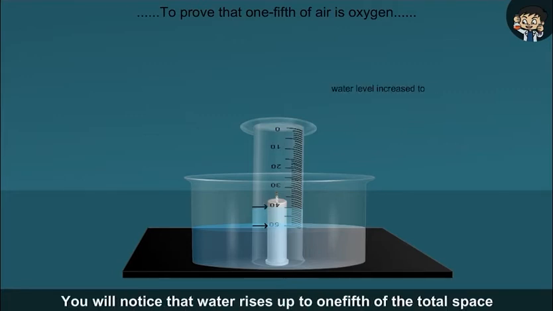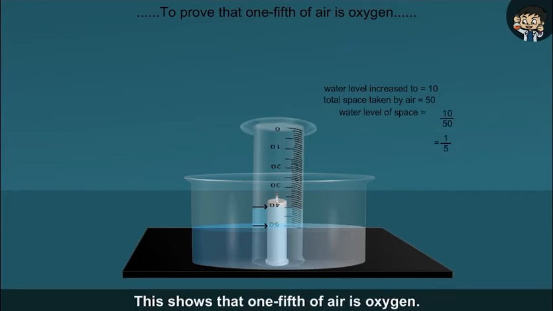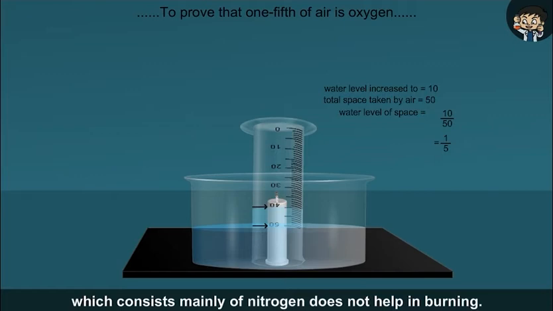You will notice that water rises up to 1/5 of the total space that was taken up by air in the inverted cylinder. This shows that 1/5 of air is oxygen. This also shows that 4/5 part of air, which consists mainly of nitrogen, does not help in burning.